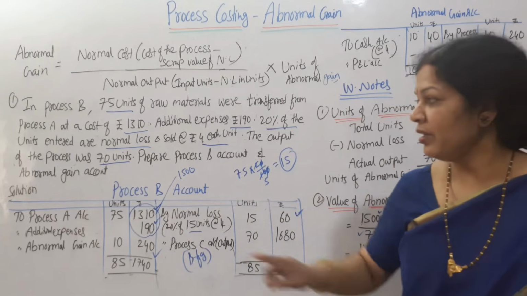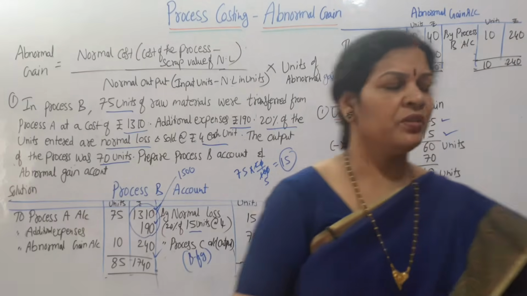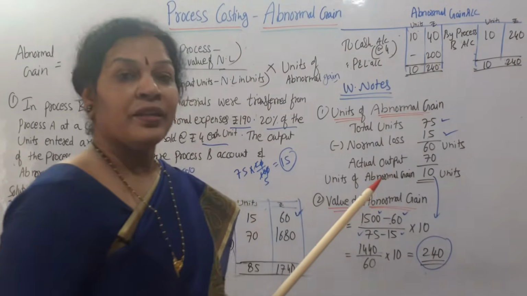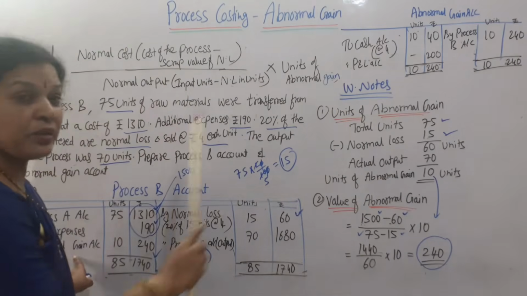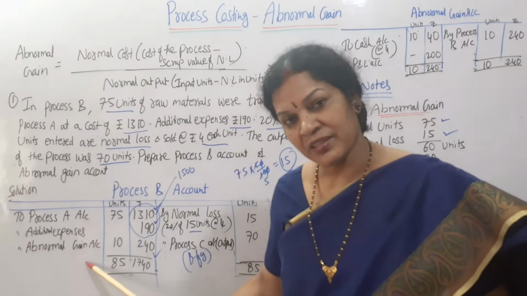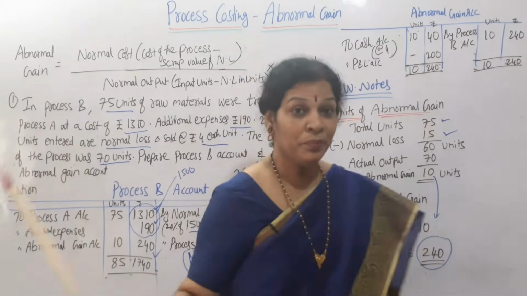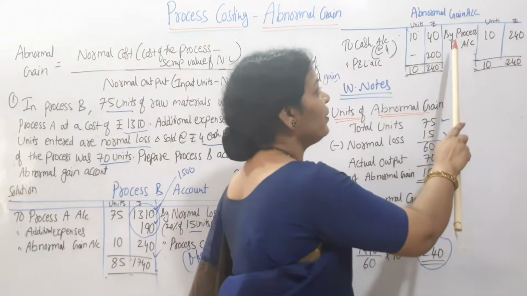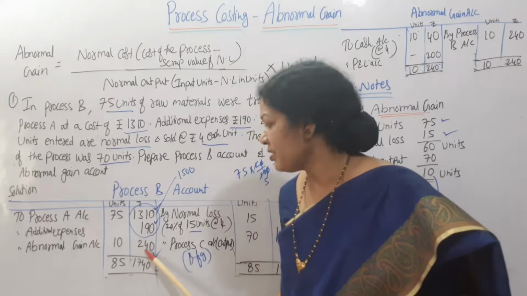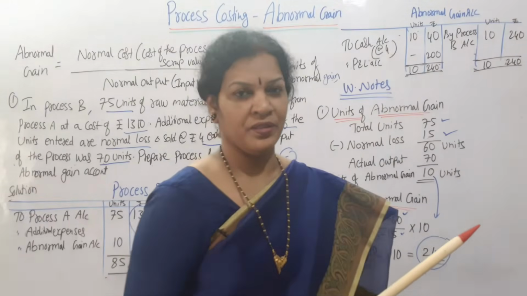Next, abnormal gain account. Gain account is the same like abnormal loss account. Now here, abnormal gain account. Gain account, what we have to do? From debit to credit, we will transfer it. Here we have debit side and abnormal gain. The same thing we are transferring on the credit side from process B. So I have written process B account. How much is it? 10 units and 240 rupees.